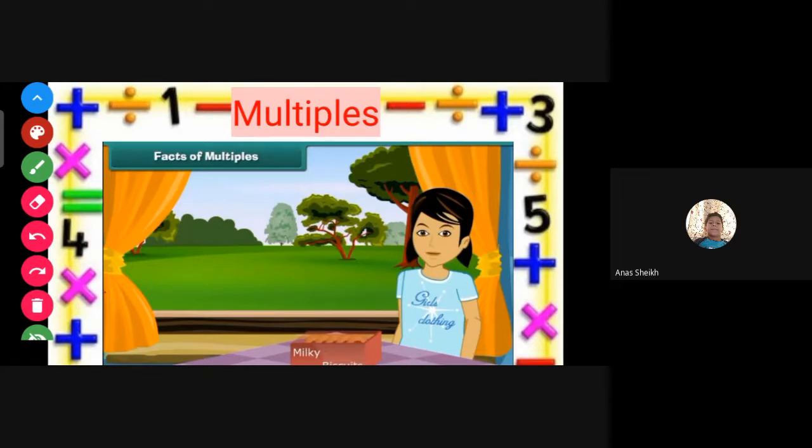So the first name is Mithani Eliabas. Will you say how many biscuits are there in this milky biscuit box? This is one box. Just count, you will see.